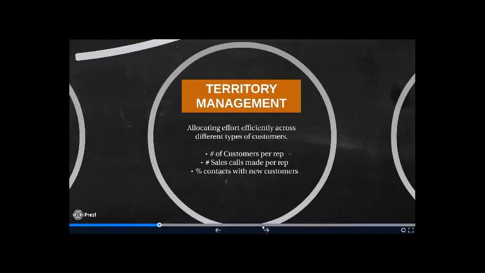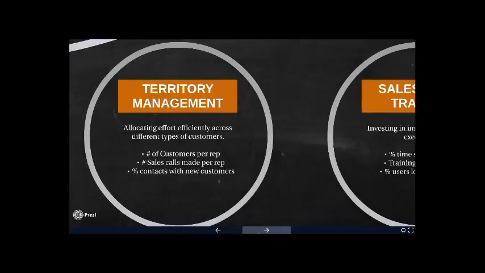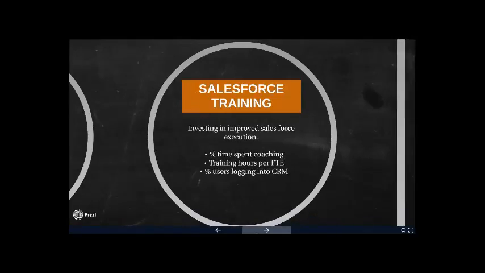Territory management also fell into sales activities. This can be described as allocating effort efficiently across different types of customers. Again, a couple of ways to measure this would be number of sales calls made per rep or percentage of contacts with new customers. Salesforce training was also within the sales activities which could be directly managed. This was described as investing in improved Salesforce execution. So a common way of measuring this would be training hours per full-time employee or percentage of users logging on to a CRM system.